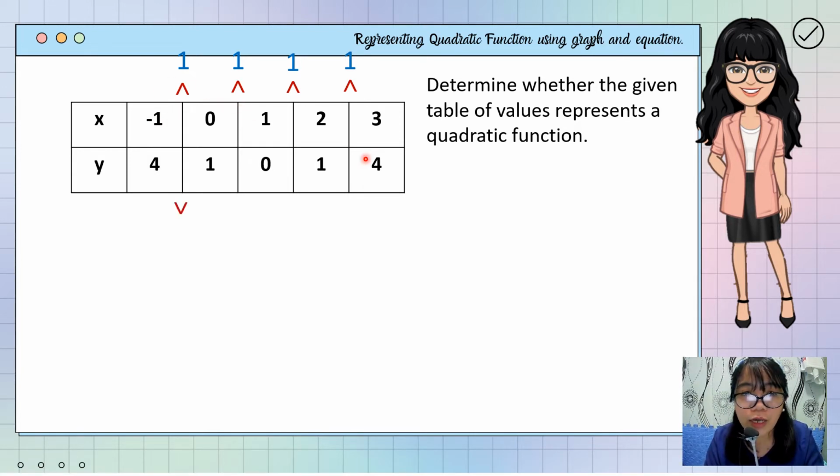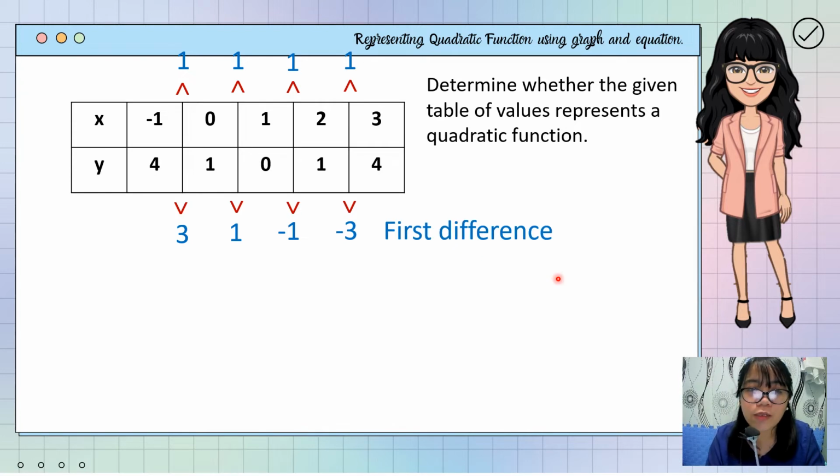And then for your y, first we will be getting the first difference. So we will do 4 minus 1, 1 minus 2, 0, 1, 0 minus 1, 1 minus 4. So 4 minus 1 is equal to 3. 1 minus 0 equals 1. 0 minus 1 equals negative 1. And 1 minus 4 equals negative 3. Notice that the differences are not equal. These differences are the first differences for this quadratic function.